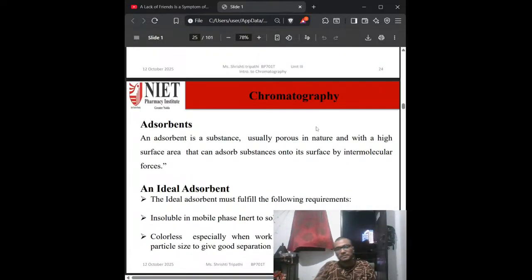Now adsorbents. An adsorbent is a substance, usually porous in nature and with a high surface area, that can adsorb substances onto its surface by intermolecular forces. Okay, now we'll be talking about adsorbent.